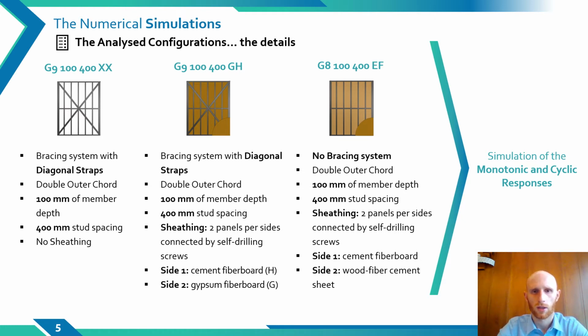The third, G8AF, is another sheeted solution, but it has no bracing system and uses panels with different materials. In addition, the panels of the sheeted solutions are attached to the frame by means of self-drilling screws. All these configurations are analyzed through a monotonic and cyclic procedure in accordance with the experimental tests.